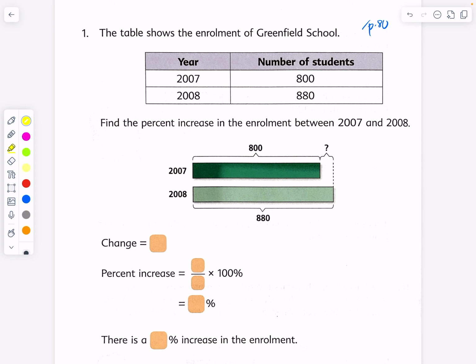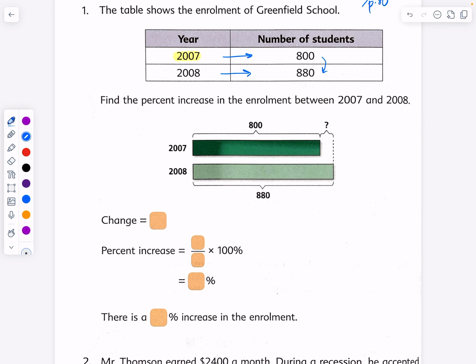We do have year 2007. How many students were enrolled in the school? 800. What about 1 year later? 880. Clearly, there was some growth, right? There were 80 students that were added. What percent increase is that? We have to express this change of 80 students as a percentage. Before there were fewer and now there are more. We have 80 students more, and that is our change. In this case, it's plus 80.